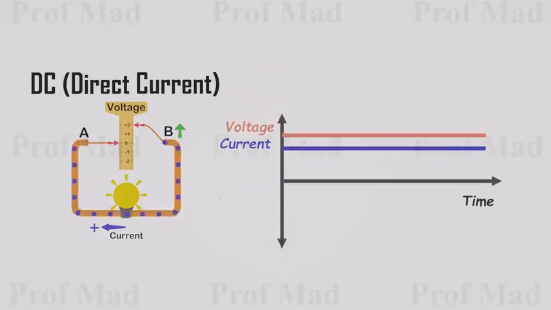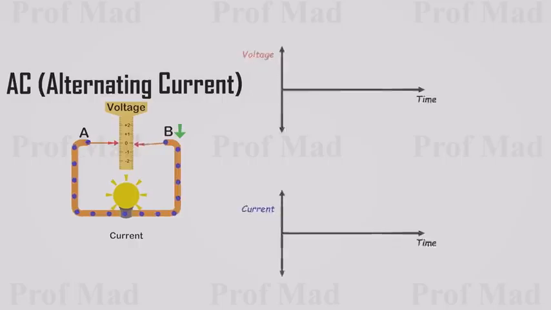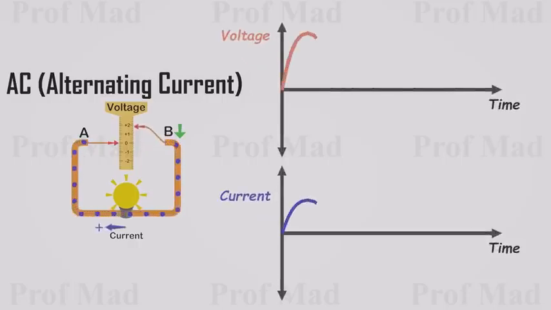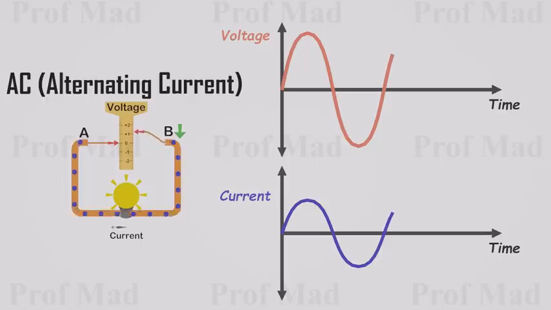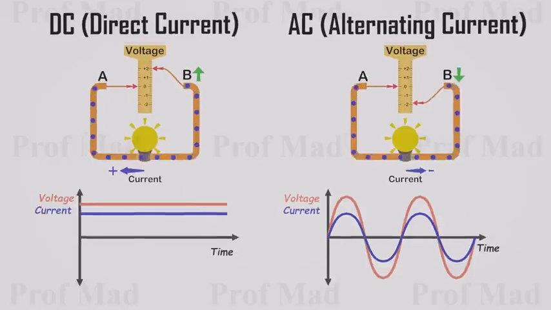To simplify, we'll overlay both charts. In AC circuits, voltage varies in a sine wave pattern, causing the current to follow the same pattern. Again, for clarity, we'll overlay both charts. Having a solid grasp of these two types of currents is essential as we move forward.